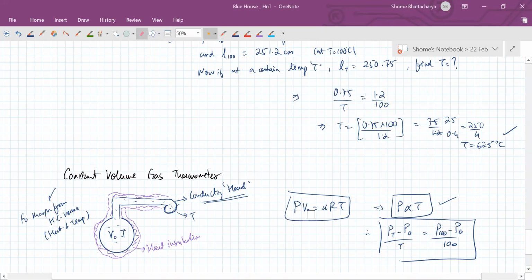nRT will be the equation, where n is the number of moles. Equation of state now. So here the volume is constant. So you can see that the pressure is this constant value into temperature. So that's how we understand that pressure is proportional to temperature. Pressure is some constant into temperature, where the constant is this value. Is it clear now, Samarth?